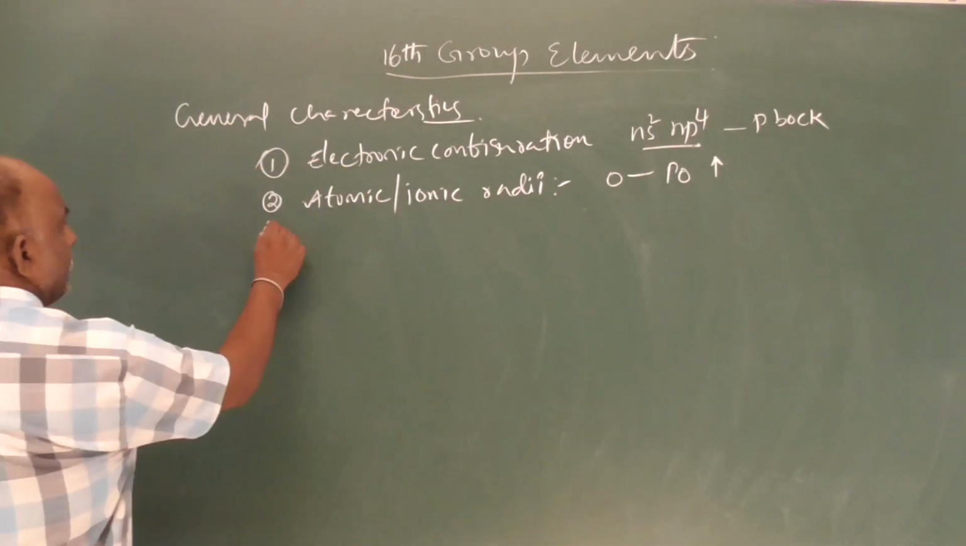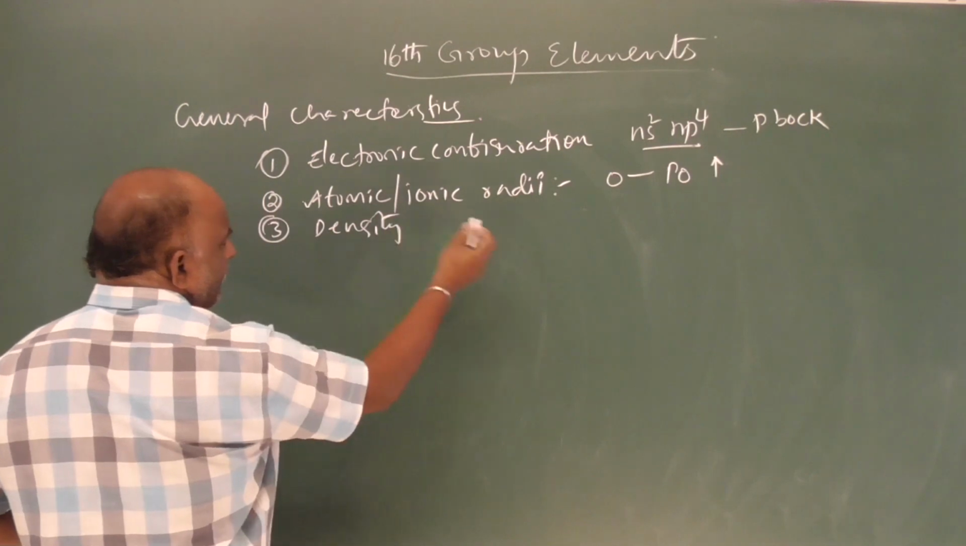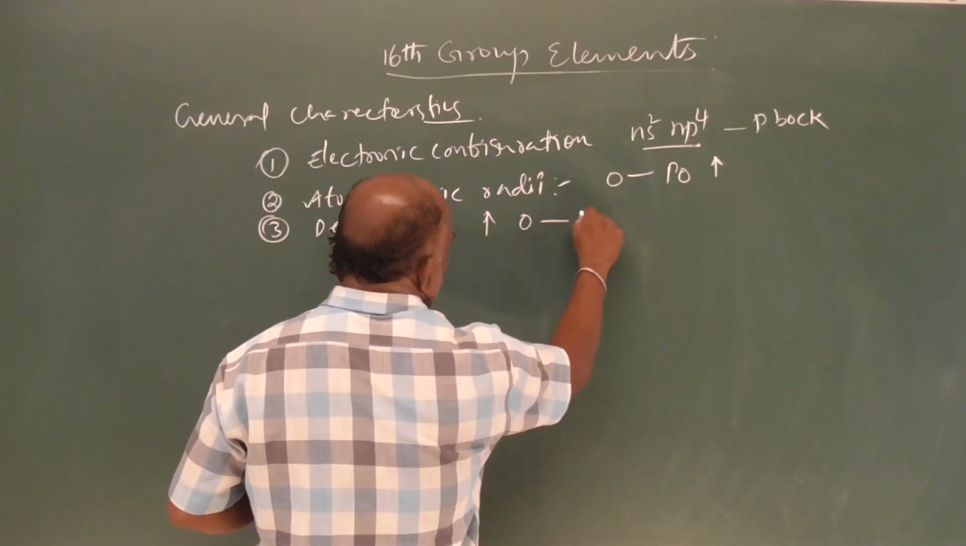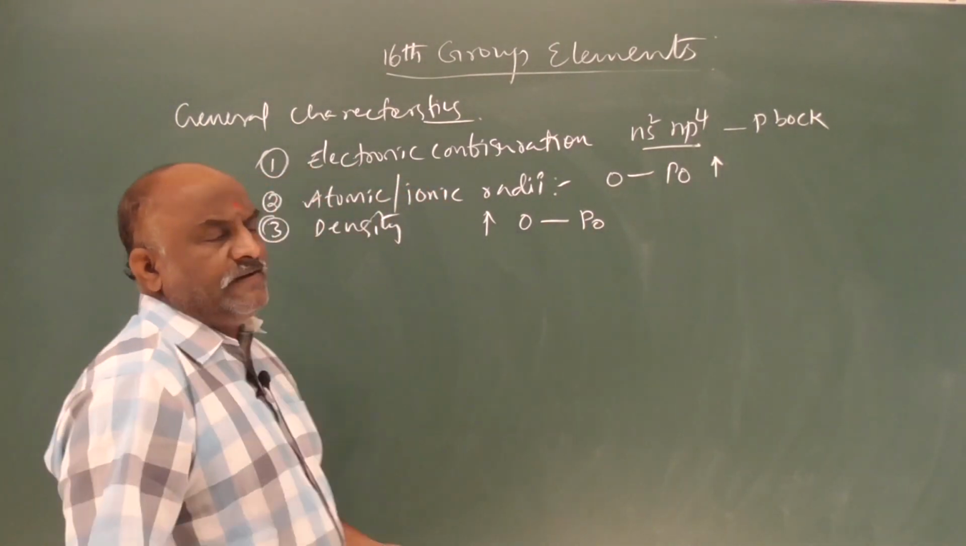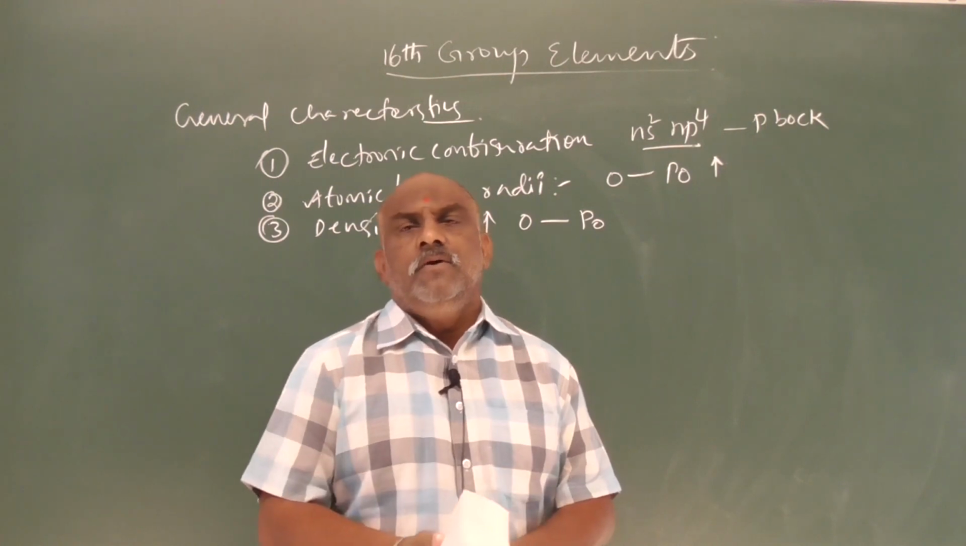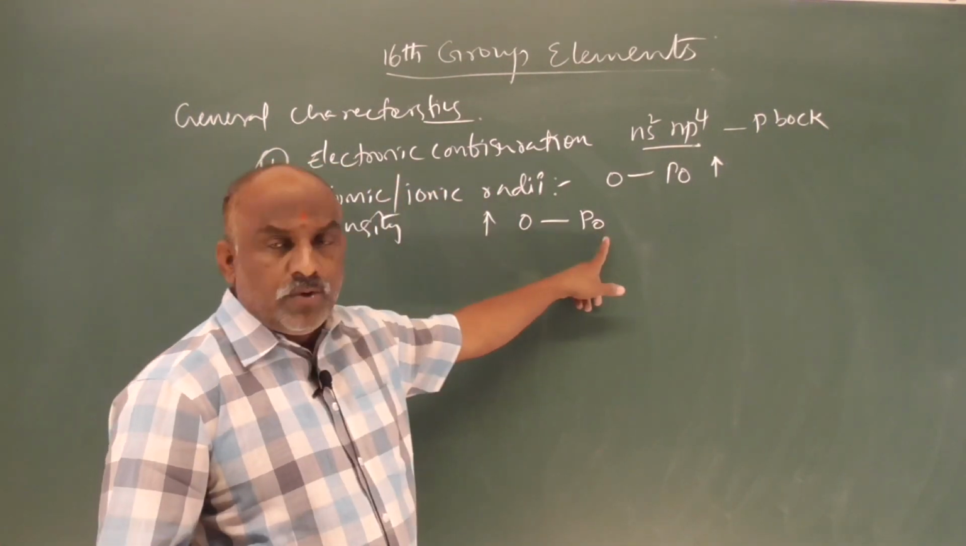While coming to the third point, density. Density also we know increases from oxygen to polonium. While size increases, the mass of an element increases. Density is mass by volume. Mass increases, density increases. So, density increases from oxygen to polonium.